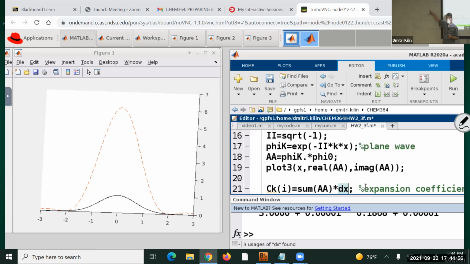Does this thing make sense? Okay, so you have the original function, you have the plane wave, you have their product. Then you have this computation of expansion coefficients where the integral is implemented by making summation and multiplying by the step along dx. Does this look easy and clear, or is anyone not happy or needs more comments?